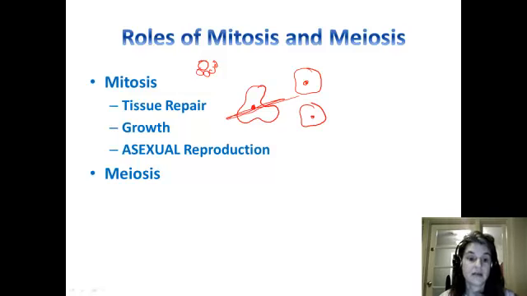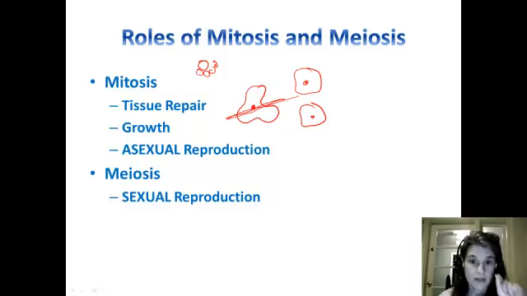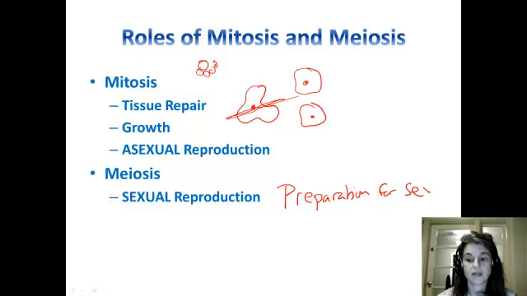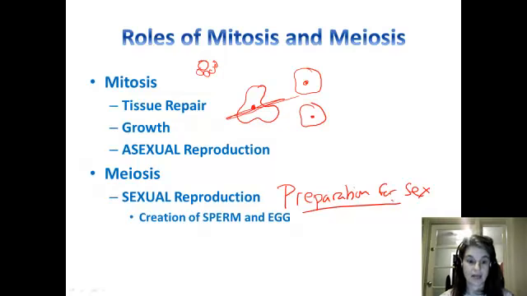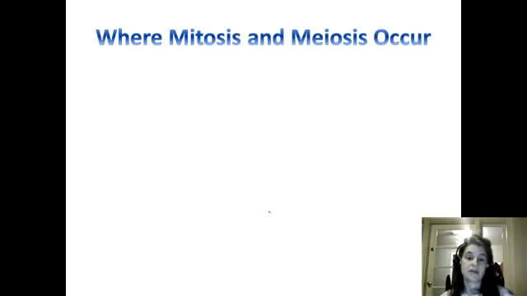Meiosis, on the other hand, is used for one thing only, and that is sexual reproduction. More specifically, it is used for preparation for sexual reproduction. Preparation for sex means creating the cells that will engage in sex, which means creating sperm and egg. That's what meiosis is. The end result of meiosis is creating sperm cells and egg cells that will eventually engage in sexual reproduction.